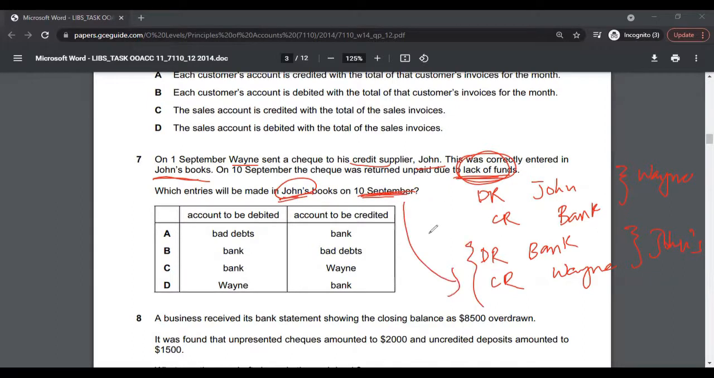Basically, this would be a reversal entry. So now you have to inverse the entry. To inverse the entry, what you would do is debit Wayne and then credit bank. So the answer to multiple choice 7 is actually going to be option D.